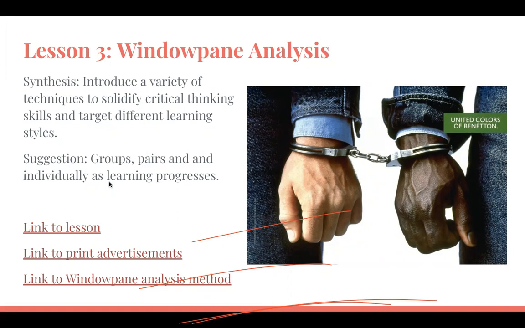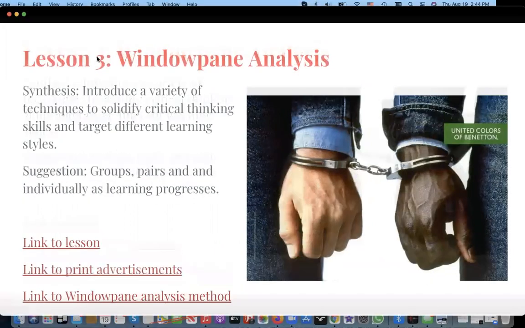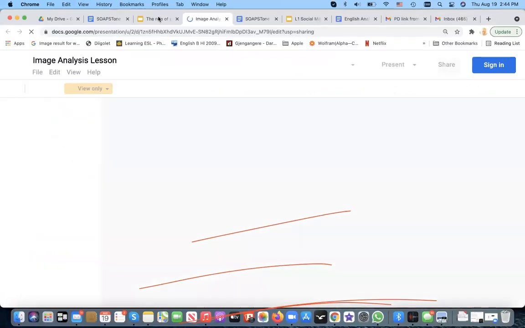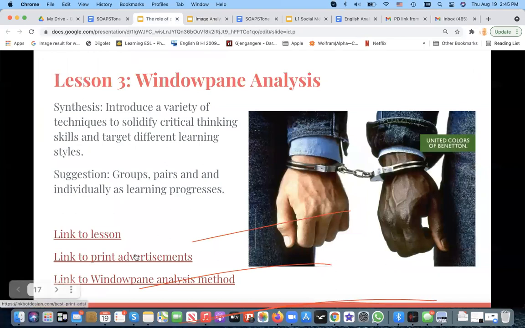So I have a link to a lesson here for this. Oh, I didn't mean to click on that. Let me see here. I don't know how to get rid of this drawing. Let's see. So this is a whole lesson on image analysis. There's a link to print advertisements. I chose some good ones that I like here, so that you can use those if you wanted to teach this lesson. And then I'm going to actually open this one.